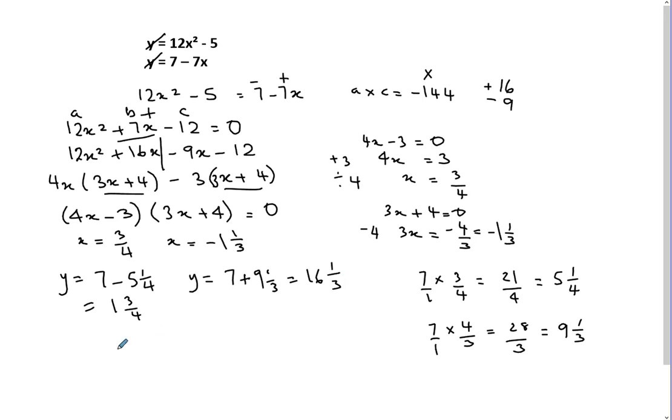So you can see your points of intersection are 3/4 and 1 3/4, or minus 1 1/3 and 16 1/3. I keep saying or, but of course it is and. It's just I love that word, or. Okay, that was all right, wasn't it?